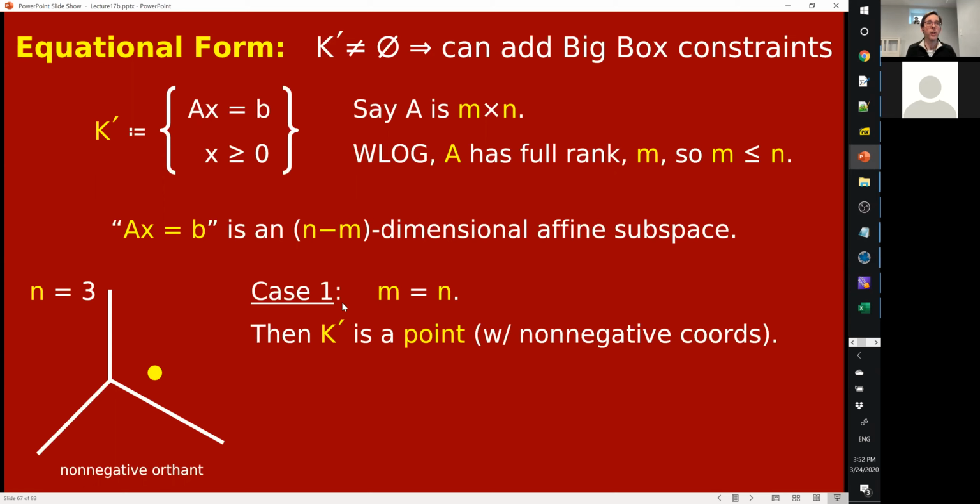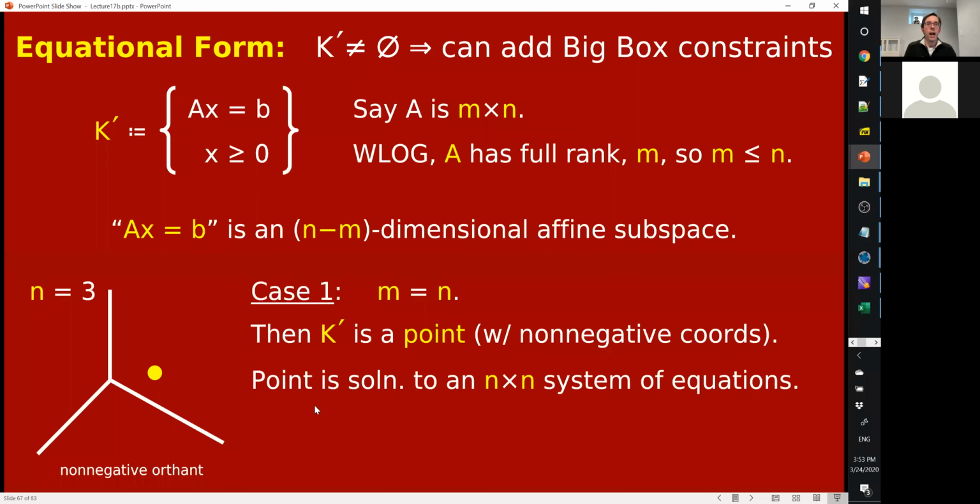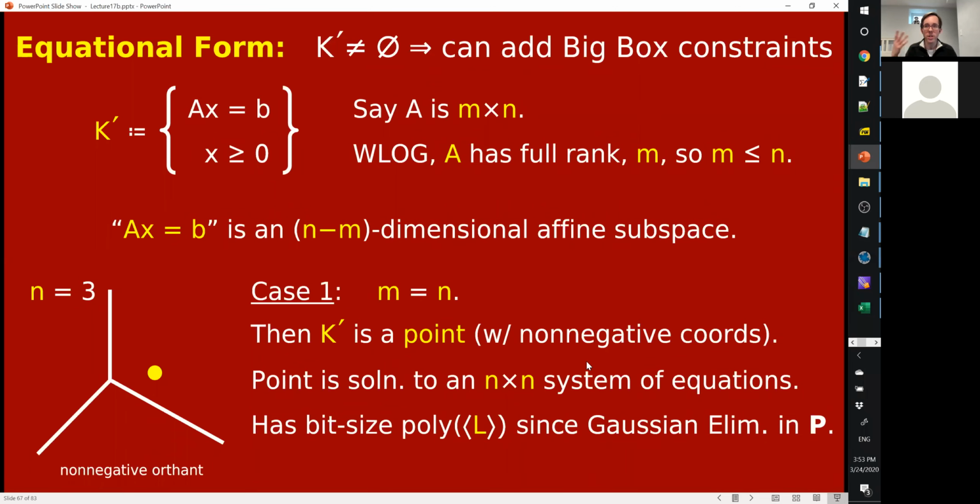It's the solution to the n equations. And K prime being feasible, or satisfiable, simply means that this point is in the non-negative orthant, like all its coordinates are non-negative. So this point is just the solution to Ax equals b in this case. And for the reasons we talked about, since solving a system of equations can be done in polynomial time, the solution to a system of linear equations can be written down with polynomially many bits. So in this case, where m equals n, your solution will have polynomially many bits.